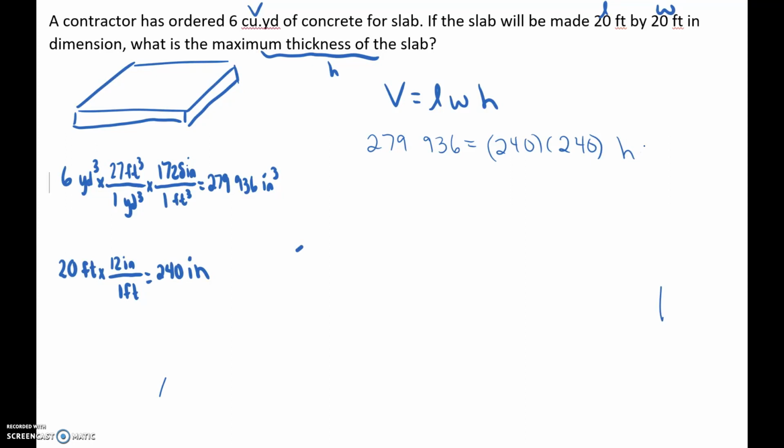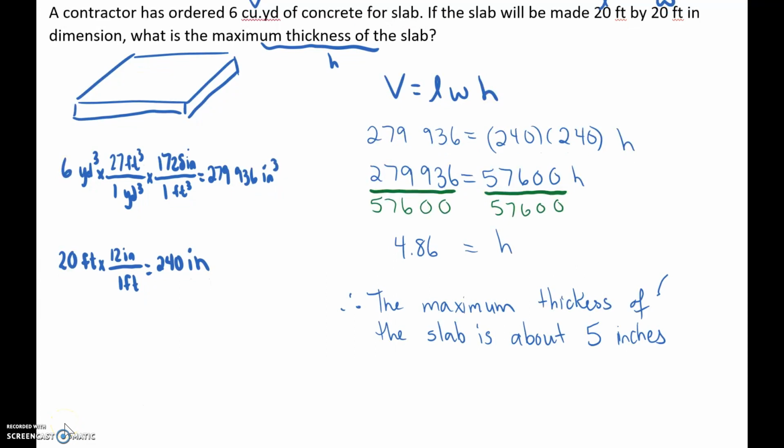Simplify the right-hand side first. Continue to solve for h and then check your answer. We divide both sides of the equation by 57,600 and get an h value of 4.86. The maximum thickness of the slab is about 5 inches thick.